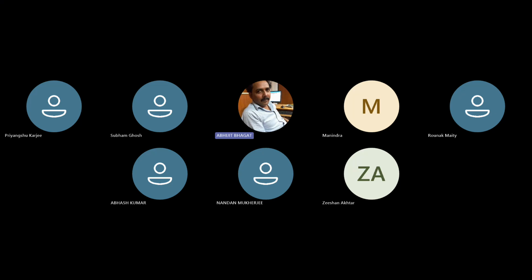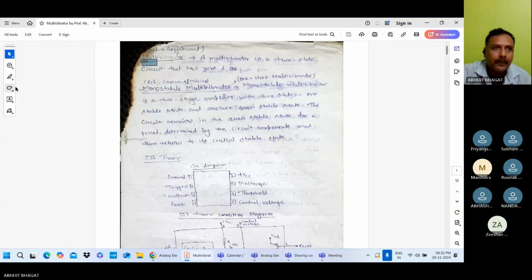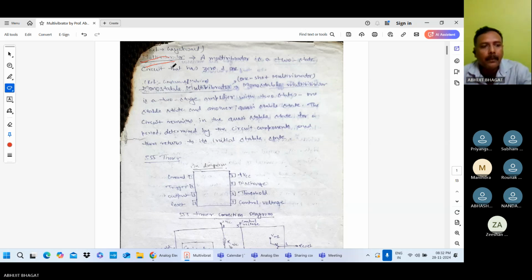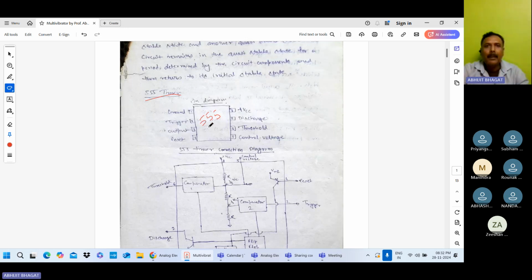Starting the topic multivibrator. For designing the multivibrator, you require the 555 timer IC. This is the IC, 555 timer IC, and by using this 555 timer IC, you can design the multivibrator.